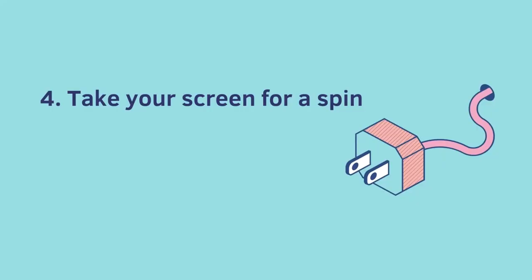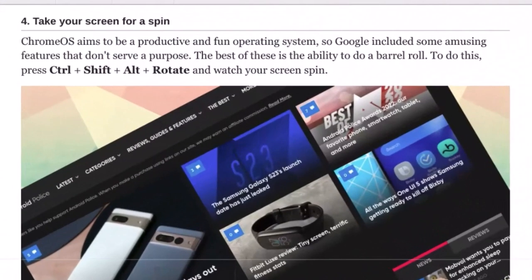The next item, take your screen for a spin. This is a fun thing. Chrome OS aims to be productive and a fun operating system, so Google included some amusing features that don't serve a purpose. The best of these is the ability to do a barrel roll. To do this, you click on the Control, Shift, Alt, and Rotate button and watch it spin.